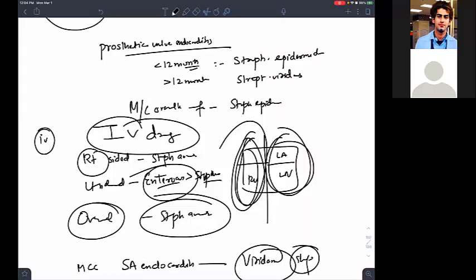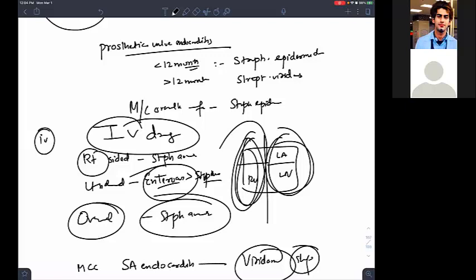If they ask you what is the most common cause of prosthetic valve endocarditis, if a patient is presenting with an early prosthetic valve endocarditis, less than 12 months, please take Staphylococcus epidermidis. If the patient presented to us after 12 months, that is the late prosthetic valve endocarditis, the most common cause will be Streptococcus viridans. But if they ask you what is the most common overall cause of prosthetic valve endocarditis, Staph epidermidis.